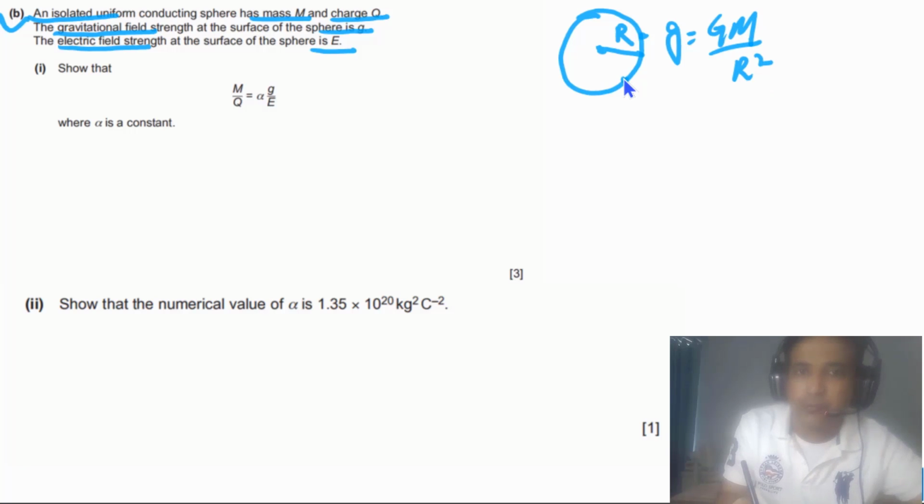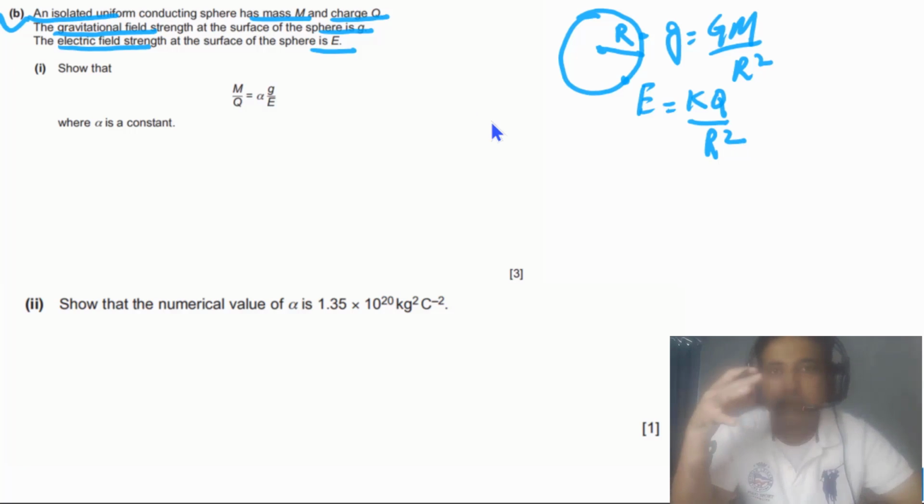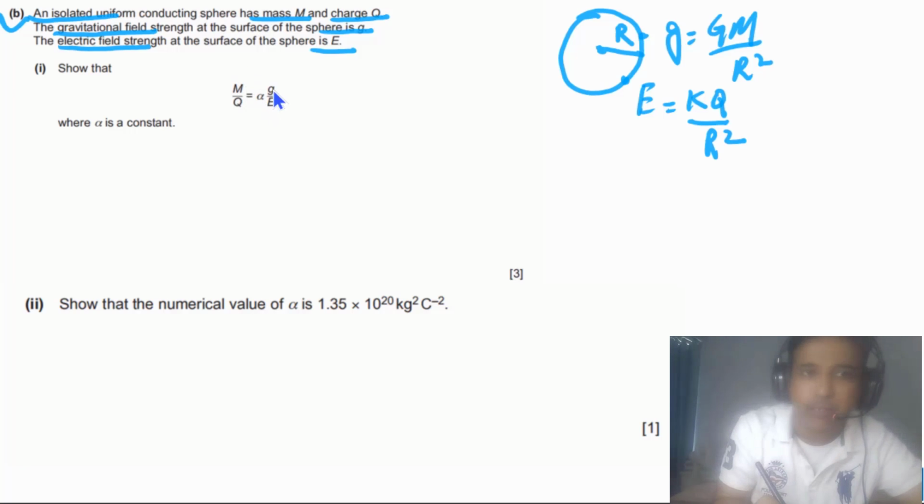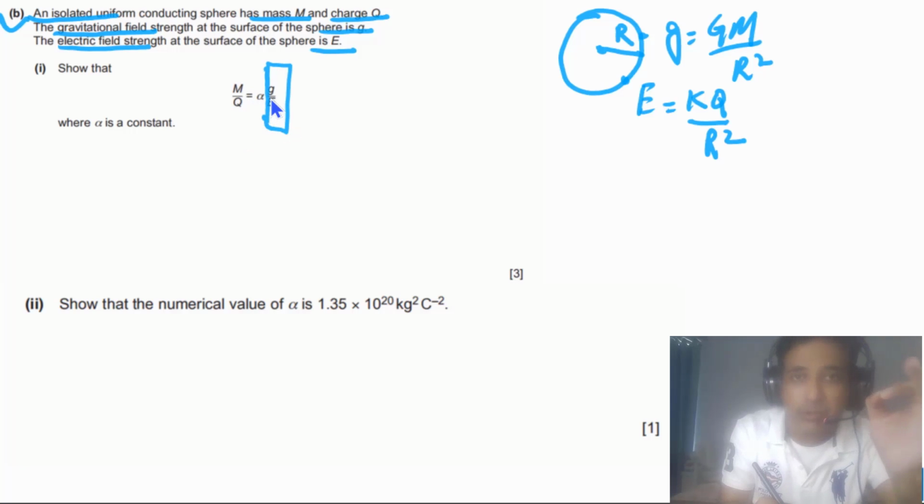And the value of E at the surface, capital E, has to be equal to K times capital Q, the Q of the sphere, divided by the distance from the center of the sphere squared. Now the question is how we can use these 2 equations to get this one. If you look at this given equation, you can see we have g over E, and we need to show that M over Q is equal to alpha times g over E.